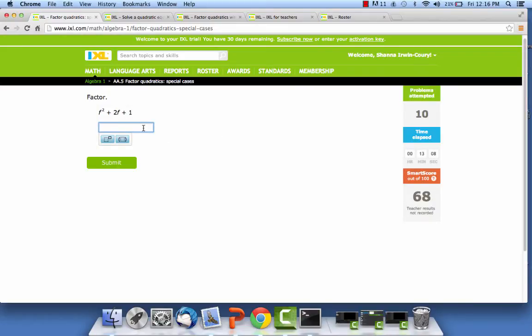Okay, so this one has all three pieces, so we check for a perfect square trinomial. Half of 2 is 1. You square that, you get 1. So this is f plus 1, because it's plus 2, so half of it is plus 1, squared.